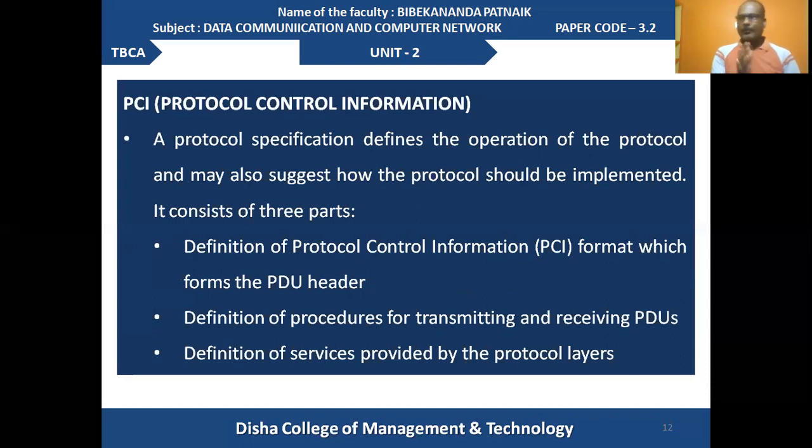The main task of the protocol control information, a main component in the OSI reference model, is how the protocol is implemented from one point to another, or from one layer to another layer. It normally consists of three parts: the definition of the protocol control information format, that is the PCI format; the definition of the procedure for transmitting or receiving protocol data units; and the definition of services provided by the protocol layer. Each layer has its own type of protocol, and the main task of the protocol is how the data is operated from one layer to another or to a sublayer.